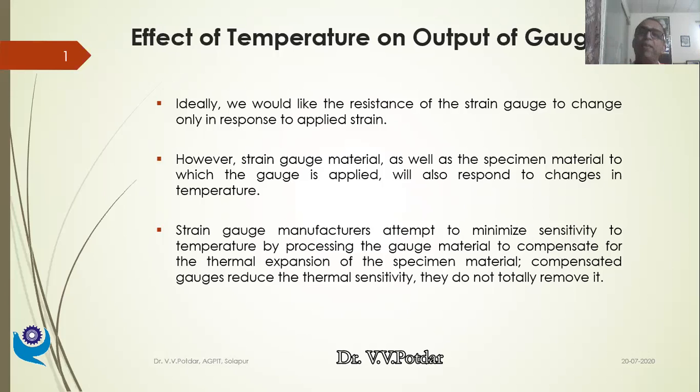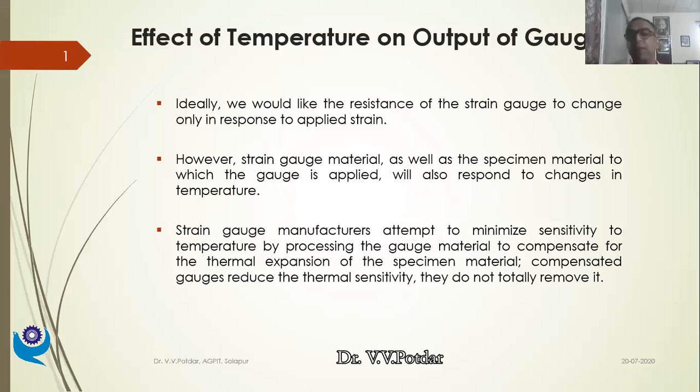Why dummy? It is the same as the original strain gauge. It is mounted on material similar to that of the specimen, but the only difference is that it is not subjected to loading. So that dummy gauge is also connected to my strain gauge circuitry. Now how is it connected? If I am using a single arm bridge, R1, R2, R3, R4, I connect the dummy gauge to the adjacent arms, either to R2 or R4.